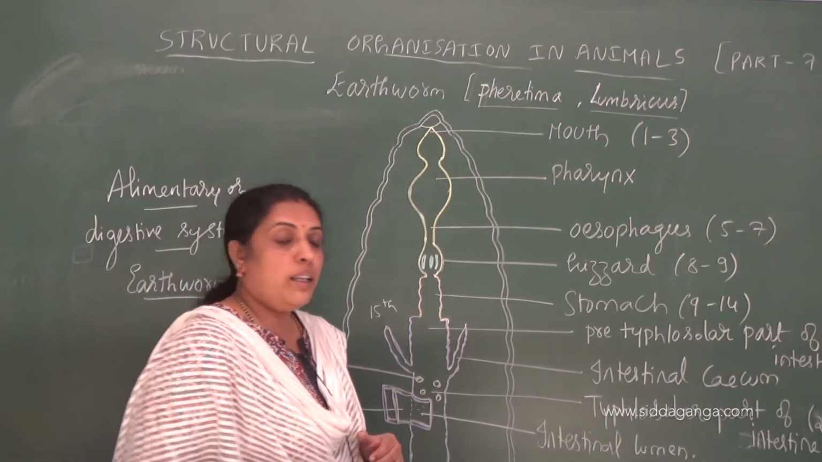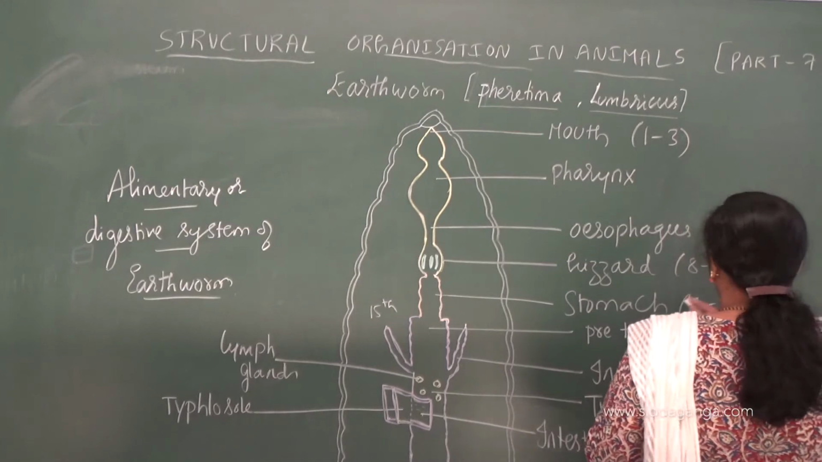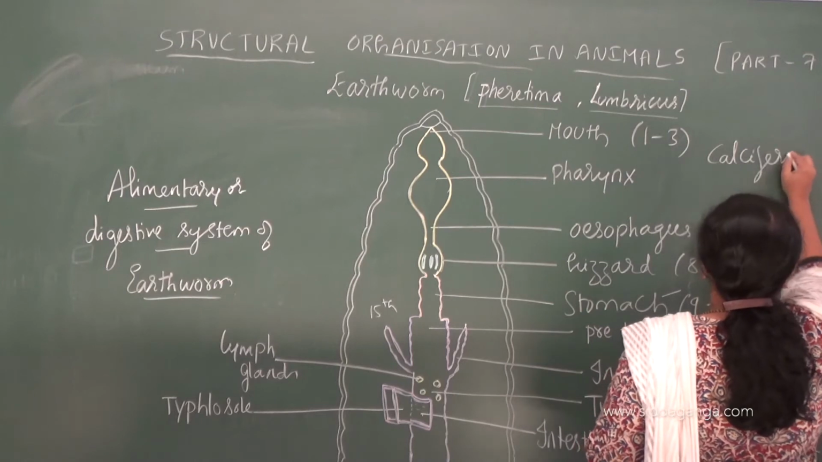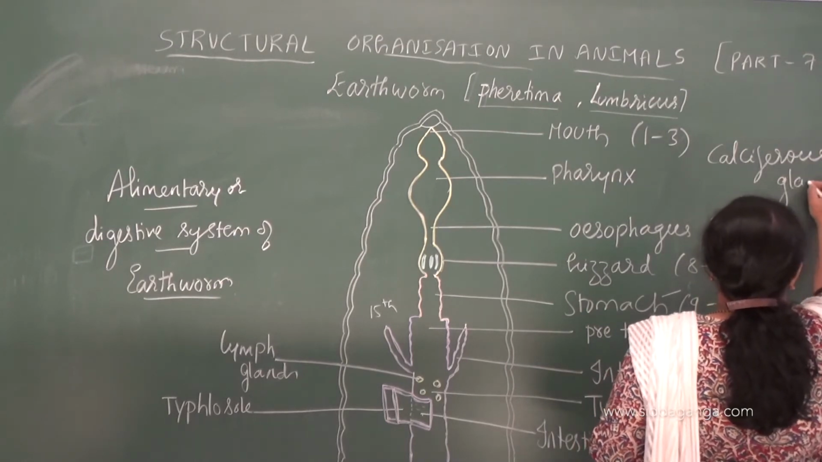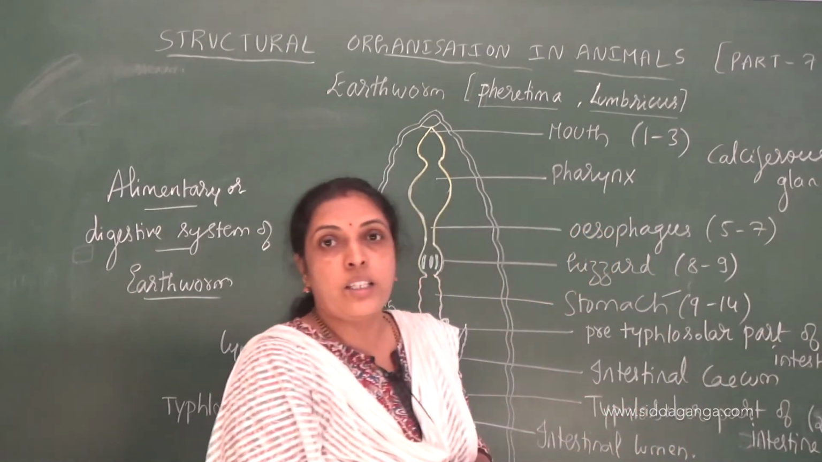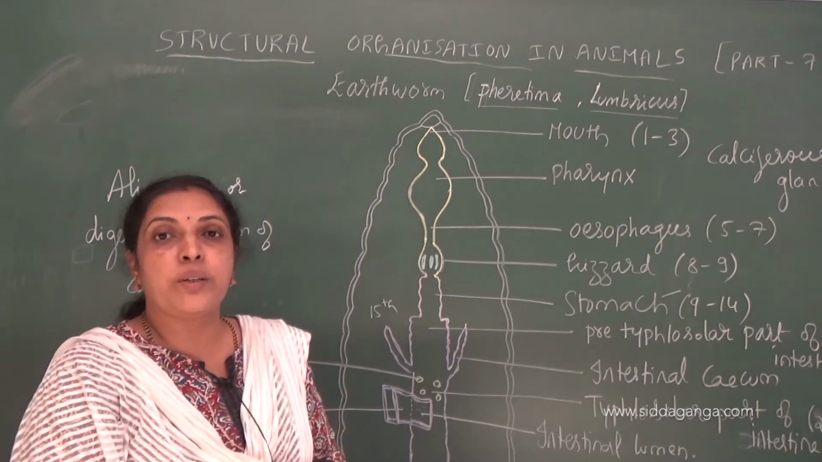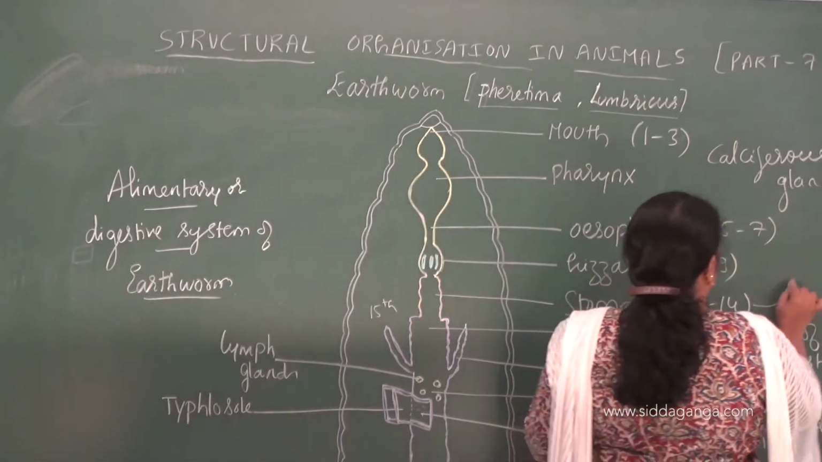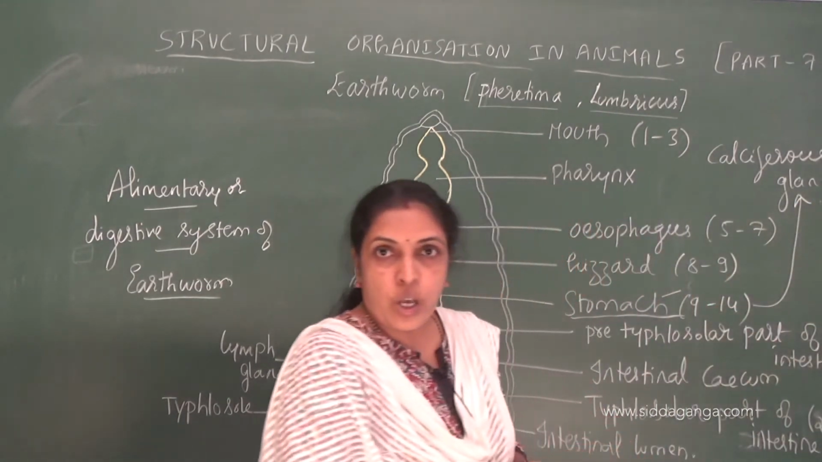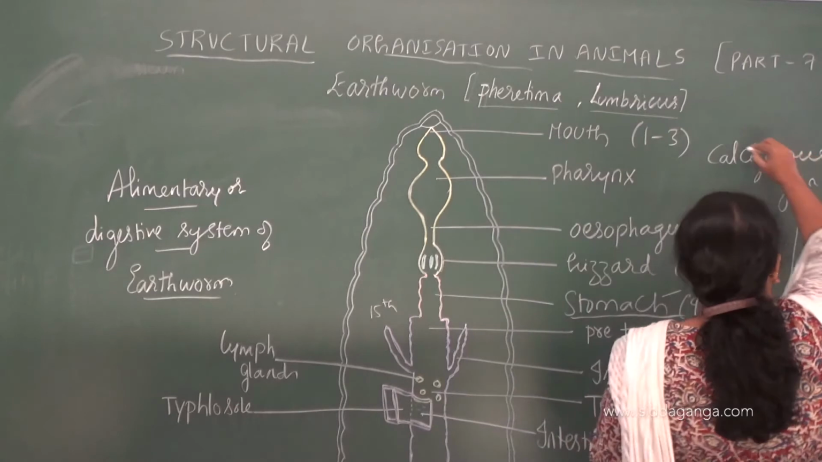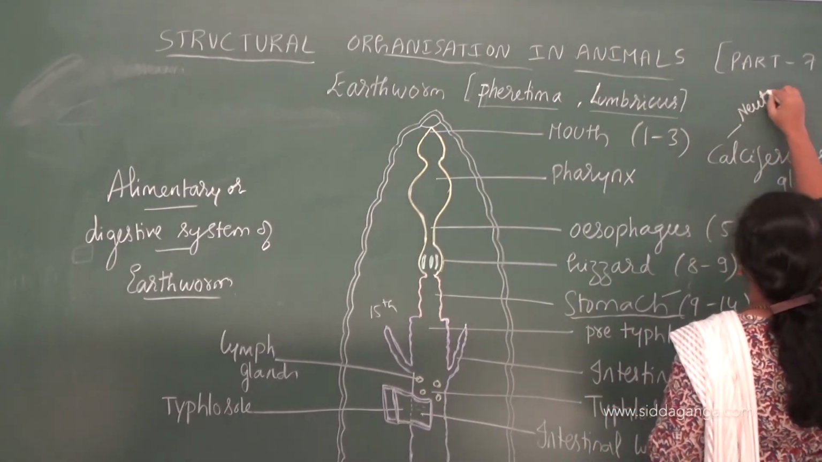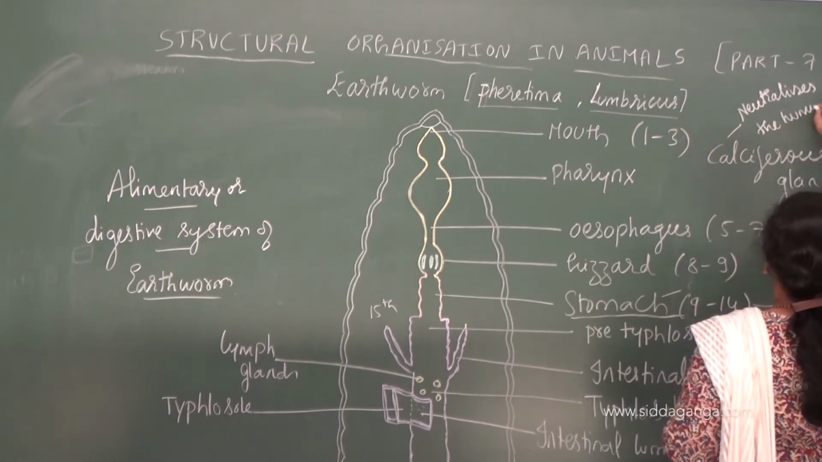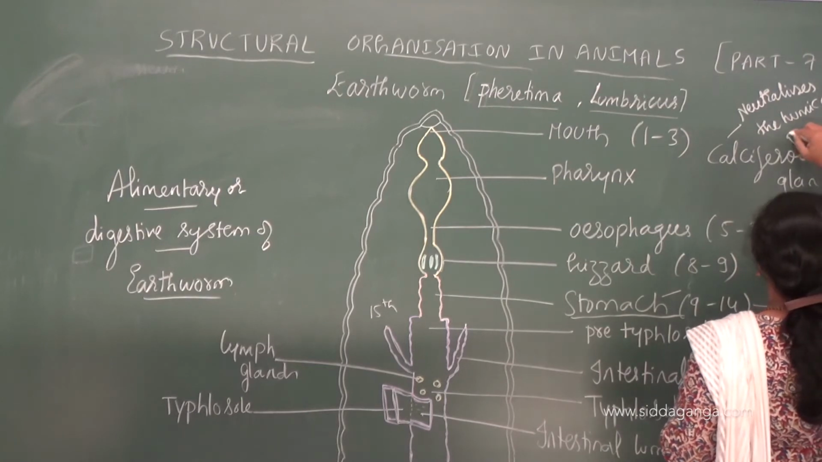The stomach contains calciferous glands. That is very important. The stomach contains calciferous glands which neutralize the humic acid present in the humus. Understood? It is very important. The stomach contains calciferous glands which neutralize the humic acid present in humus.